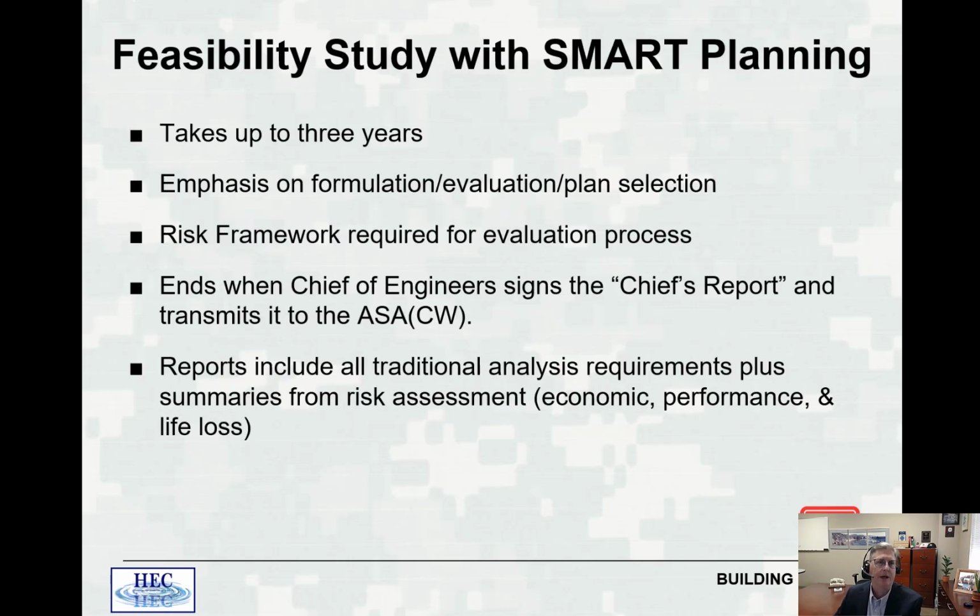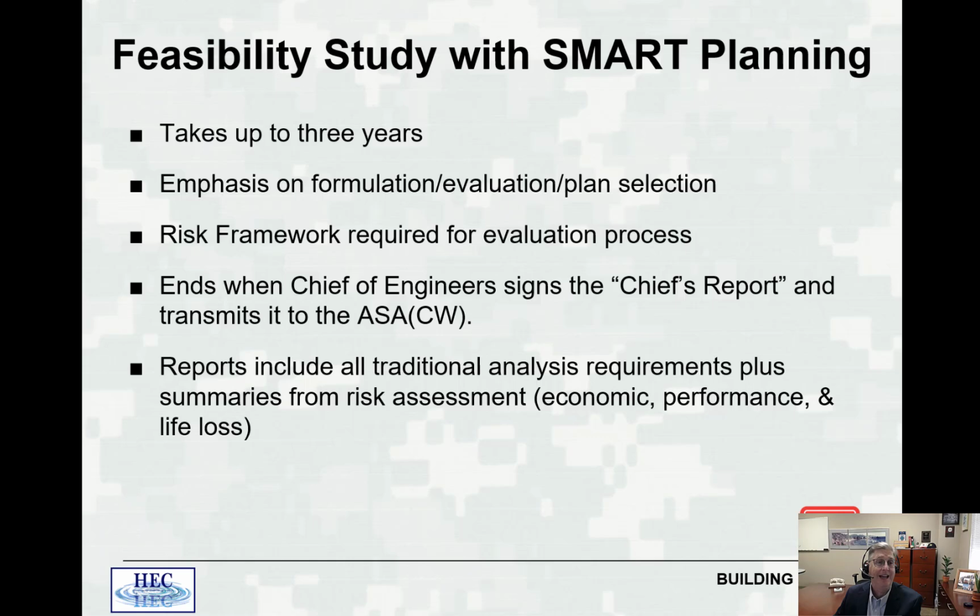So the feasibility study with smart planning takes up to 3 years, like we talked about, and has to be performed under $3 million and 3 levels of review. There's emphasis on formulation, evaluation, and plan selection. So you don't start out in the scoping process with a detailed risk assessment. You need to develop something fairly quick so that you can get to the decision on the federal interest. The risk framework is required for the evaluation process, and as you move forward and get into fewer and fewer alternatives, you get into more and more detail on your risk and uncertainty evaluation.